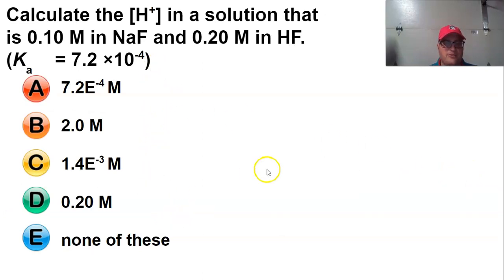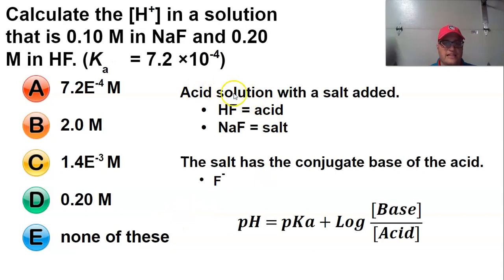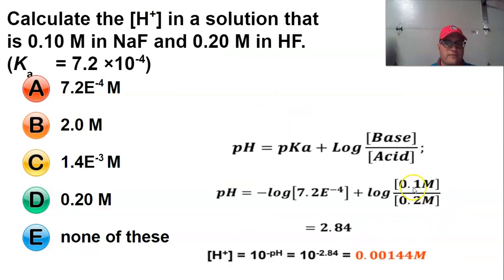We've got one that looks very similar to what we had before. In this case, the acid solution with salt added. Acid, salt. Remember, the salt has the conjugate base. So if I know the Ka, pKa, plug that in. Log of the base divided by the acid. The base being the sodium fluoride, the acid being the hydrofluoric acid. Plug it in. And that equals my pH. So if I need to determine the hydronium concentration, 10 to the negative pH, and I have my hydronium concentration.